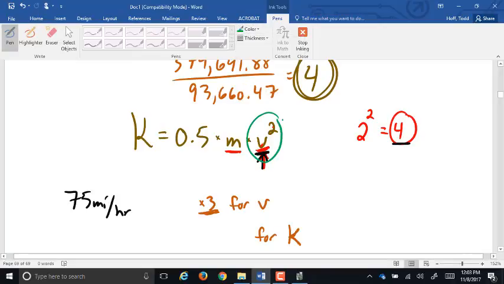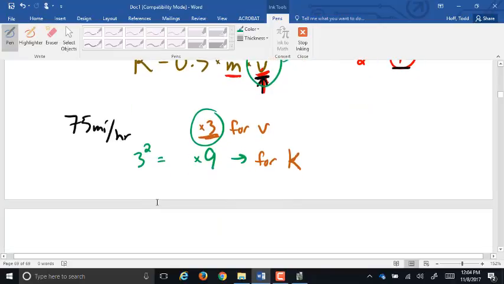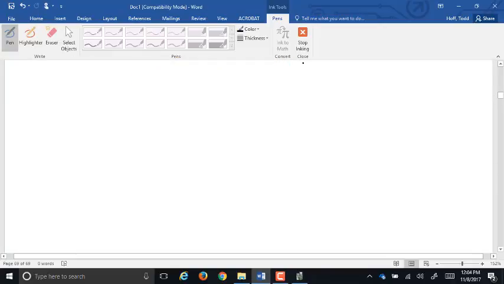Well, if doubling the velocity multiplied the kinetic energy times 4, what do you think tripling the velocity is going to do to it? What's 3 squared? It should be times 9. I want you to go ahead and figure that out. Find the kinetic energy. See, because it's squared. Actually, I was going to have you find that kinetic energy quick, but I see we only have 15 minutes left. So I want to make sure we get through a couple of things here first.